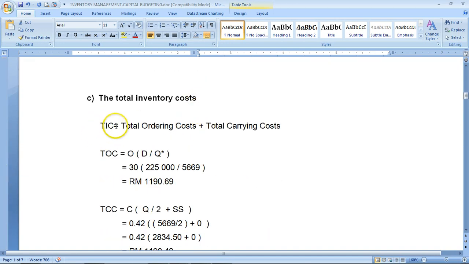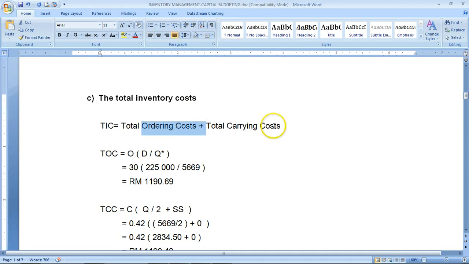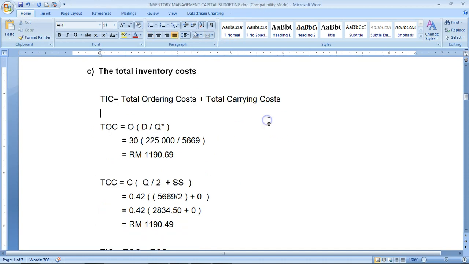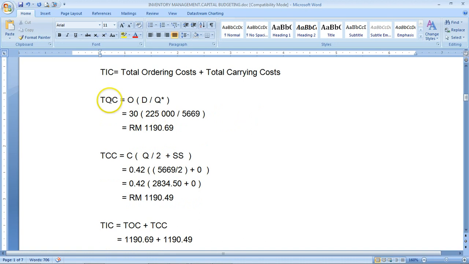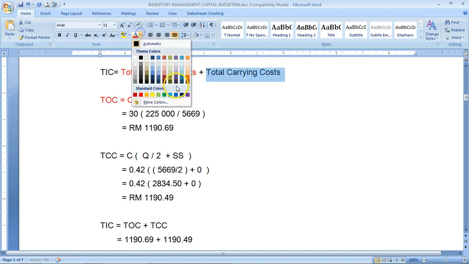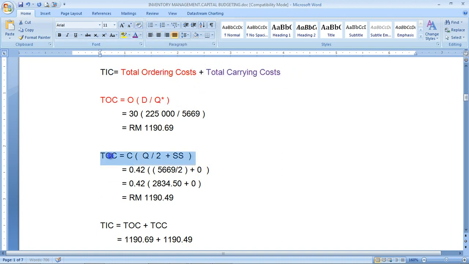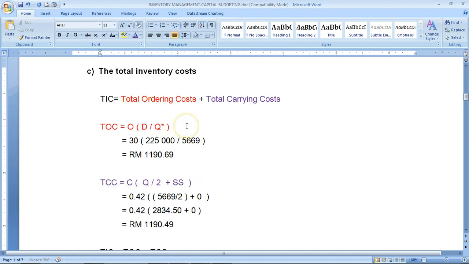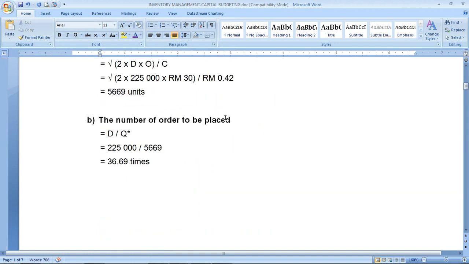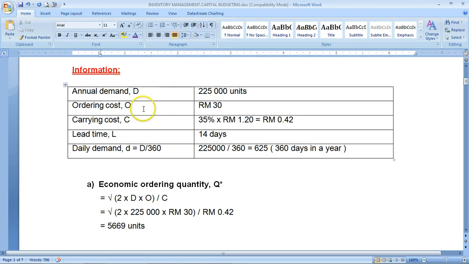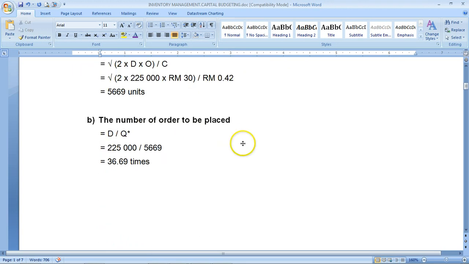The formula is total ordering cost plus total carrying cost. So what is the formula? This is the total ordering cost formula, and this is the total carrying cost formula. Good. So as I said, if you memorize the formula, you have the information just now. Scroll up. You see, this information is very important because you can use it for all the formulas. You just sub it in and you can calculate it.